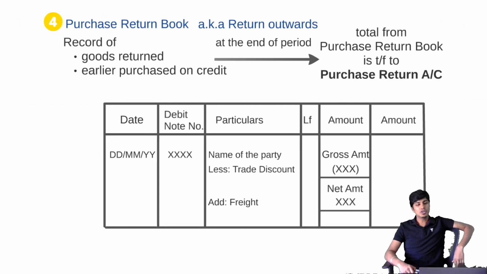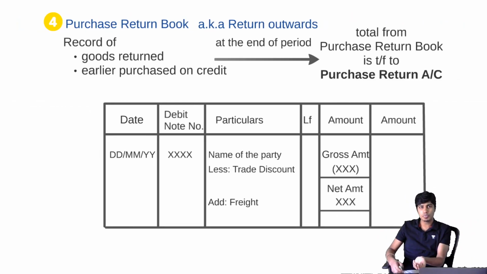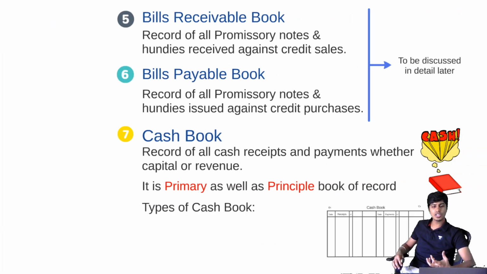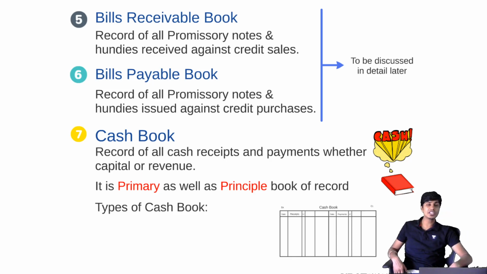Next comes purchase return book. It is credit purchase of goods returned. We had purchased the goods previously on credit and now we are returning the same. Then we'll record it in purchase return. I hope you guys understood. Then let's move on to the next one, that is bills receivable book, bills payable book, cash.